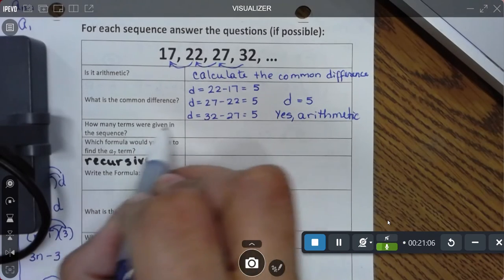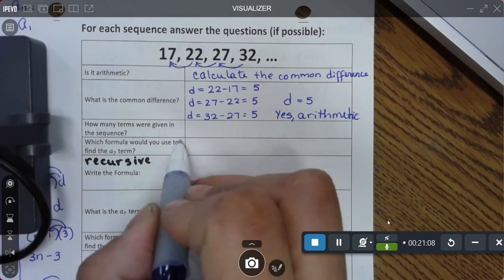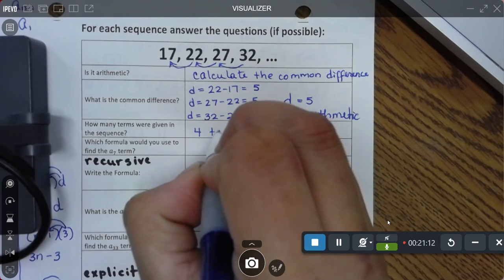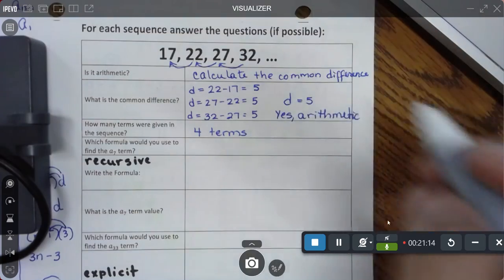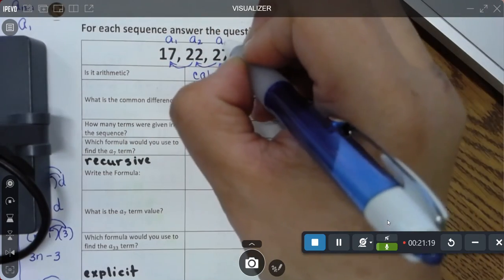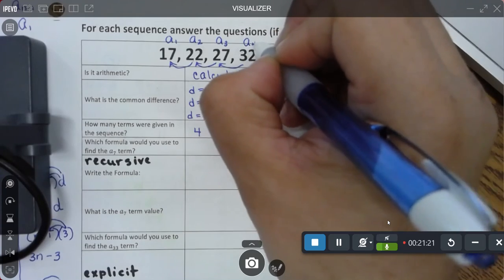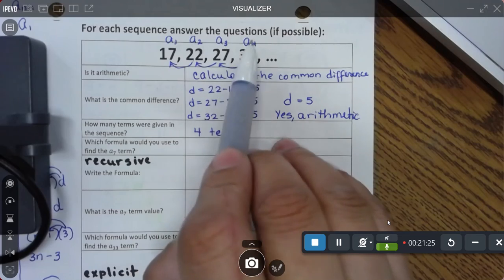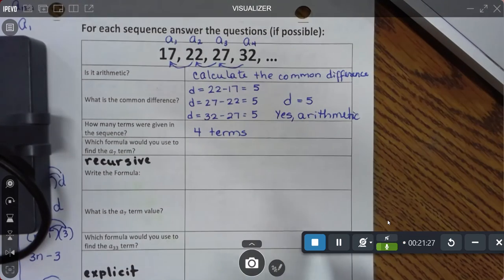All right, how many terms were given in the sequence? 4 terms, right? All right, this is the first term. A sub 2 is the second term, A sub 3, and this one is the fourth one, right? Y'all see I put a little number? A sub 1, A sub 2, A sub 3, A sub 4. That means that's the term number.